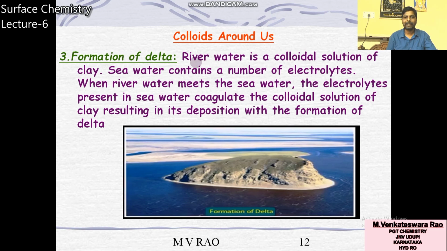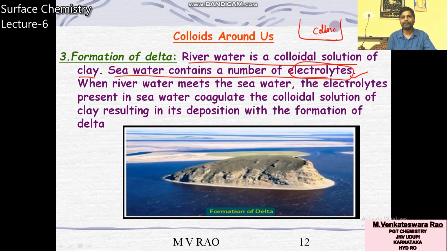Formation of delta. You know, river water is a colloidal solution of clay. Sea water contains a number of salts, that means electrolytes. So it is an electrolyte. You take a colloidal solution and add some electrolyte. What will happen? What is the colloidal solution here? River water. What is the electrolyte? Sea water, the salts present in sea water.